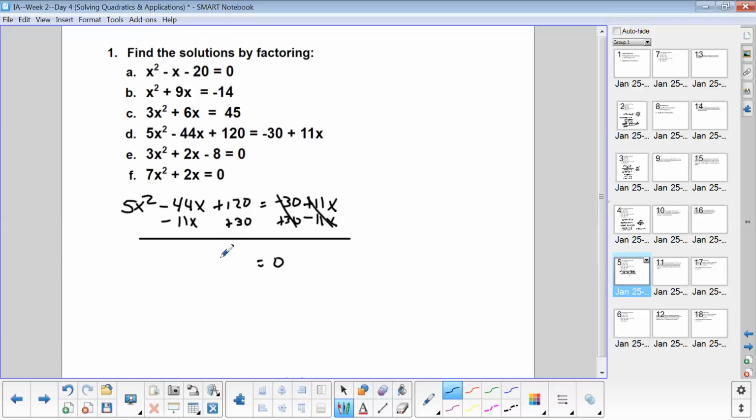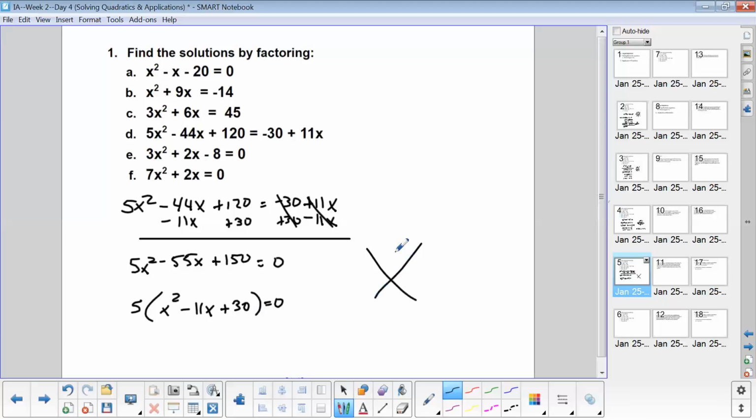You're left with 0. You're going to get 150 here for the constants, -55x for the middle term, and 5x squared. So 5, 55, and 150. 5 will be a factor. You always want to check, can I factor everything by that leading coefficient? And you can. So it'll be x squared minus 11x plus 30.